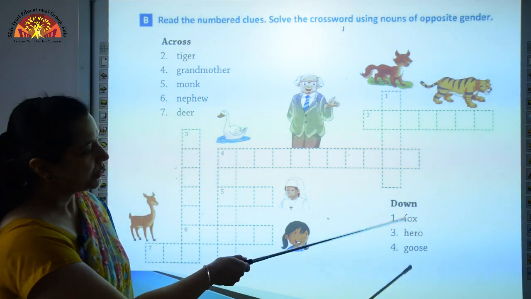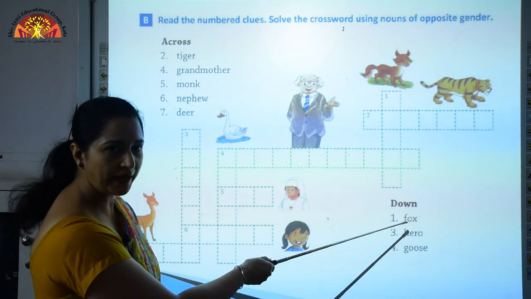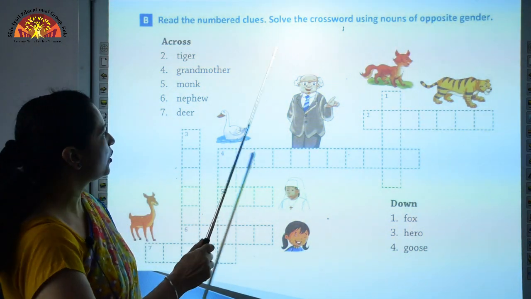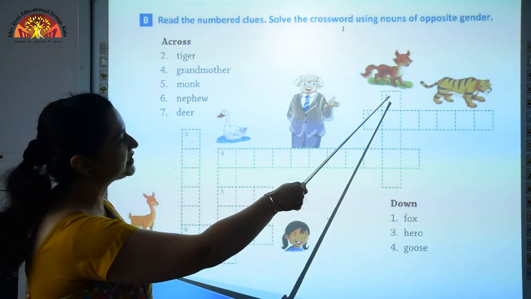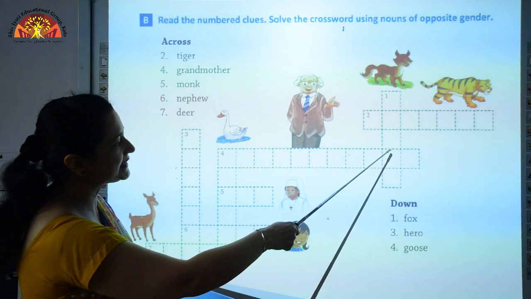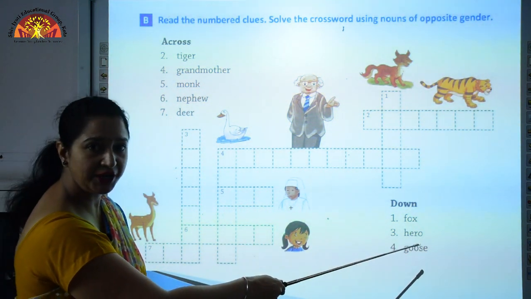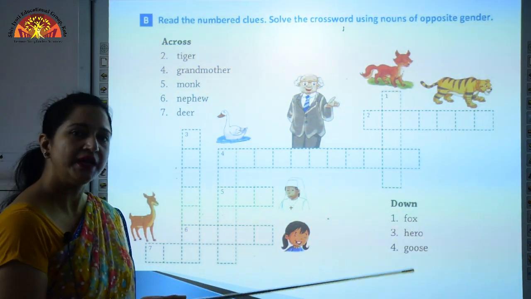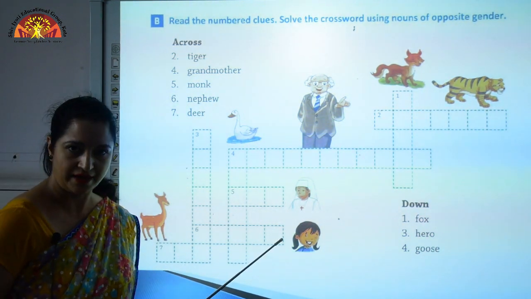Okay. Now coming to down. Number 1 is fox. Okay. What is the opposite gender of fox? It is vixen. So here it is number 1 downwards. You will write here vixen. Okay. And number 3 is hero. And what is opposite of hero? Opposite gender of hero? It is heroine. So in number 3 you will write heroine. Okay.